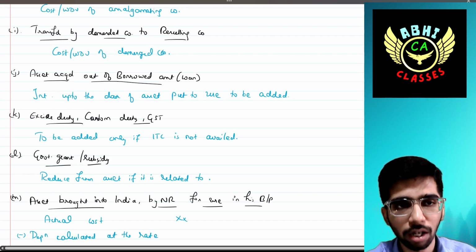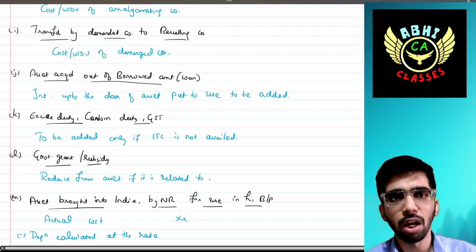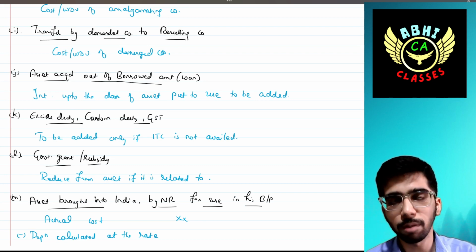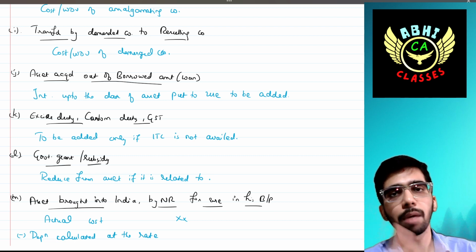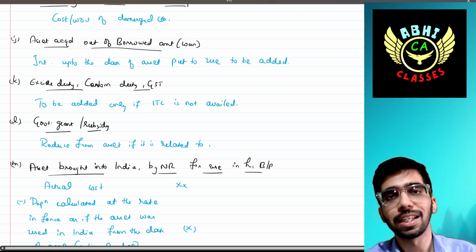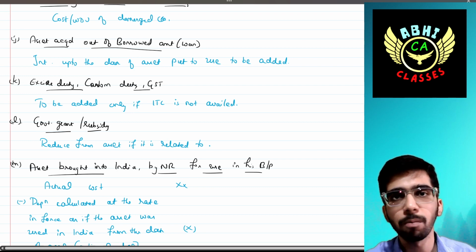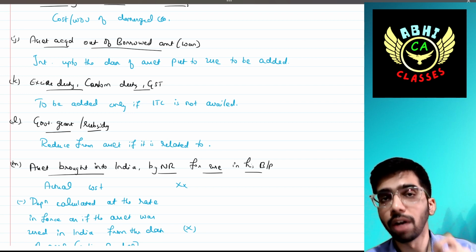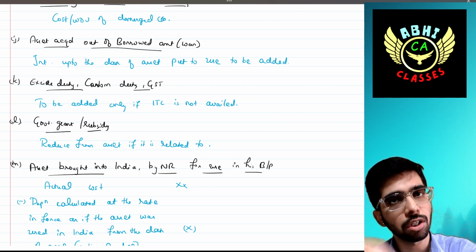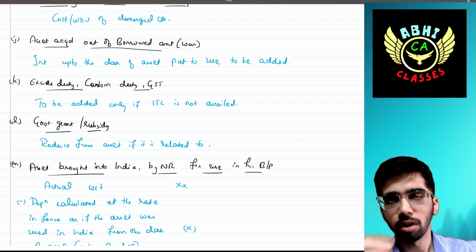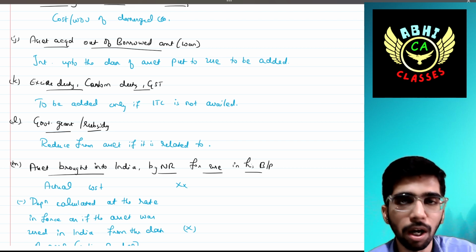Then asset acquired out of a borrowed amount. I have discussed this already. Borrowed, that is loan. Interest up to the date the asset is put to use should be added to the cost of the asset. After that, we will directly debit the same to our profit and loss account as a revenue expenditure. Then excise duty or custom duty or GST, input tax credit, to be added only if the ITC is not availed. If ITC is availed as per GST, as per custom duty, then that portion would be ignored as part of the cost of the asset.